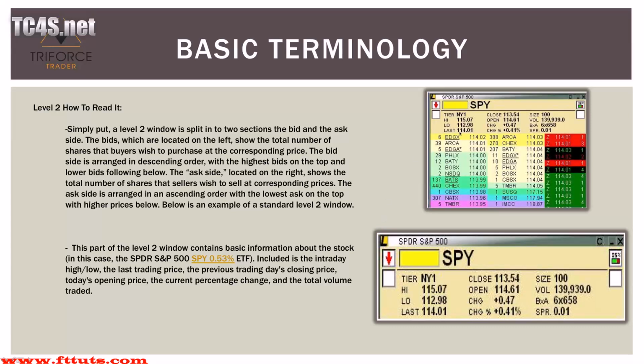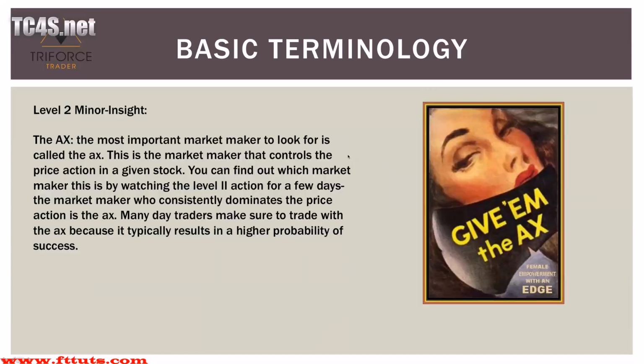And then underneath of that, you're going to see the bid and the ask. So someone here like EDGX is wanting 6 shares at $114.02, and whoever is using this ARCA ECN wants to sell someone 388 shares at $114.03. Okay? And this gets updated within seconds usually.